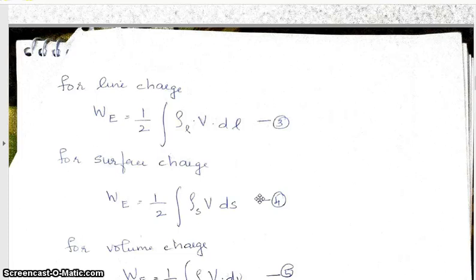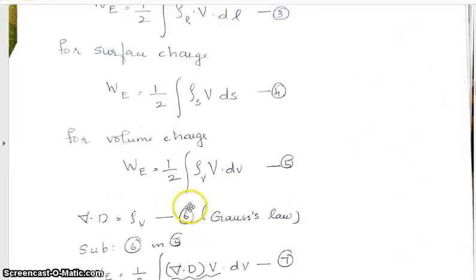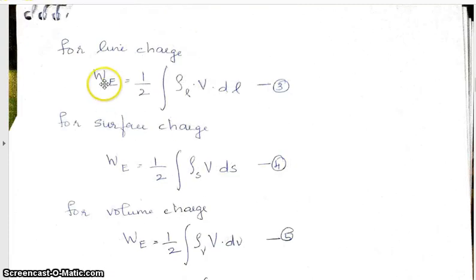Next, we will see the expression for work done in moving three different charge densities, which we studied earlier. We have three different charge densities. It is very important: line charge density rho L, surface charge density, and volume charge density. So the work done in moving a line charge is W_E equal to half integral rho L V dl. Rho L, you know, is charge per unit length.